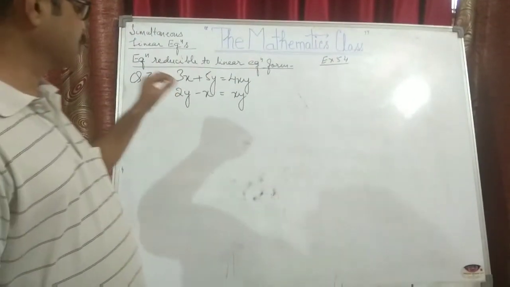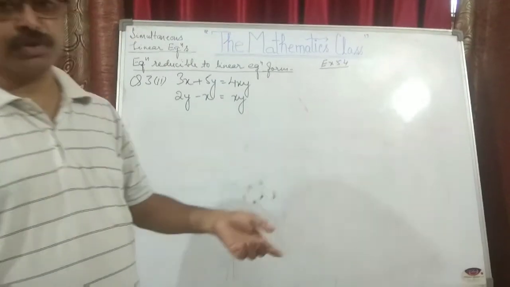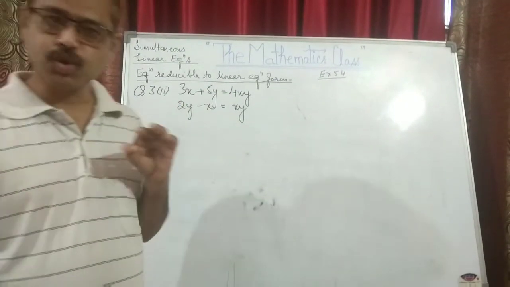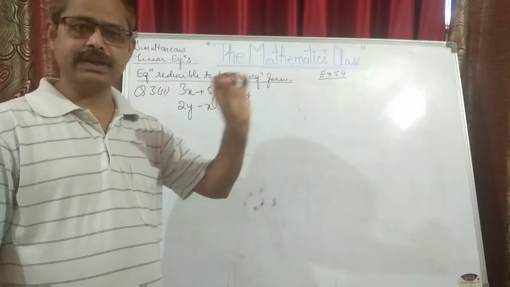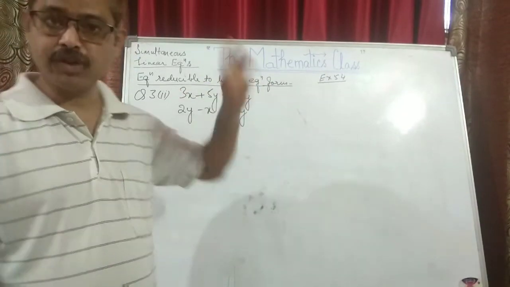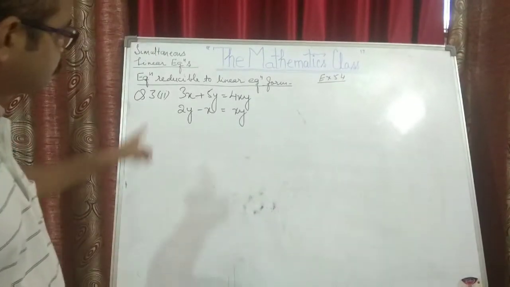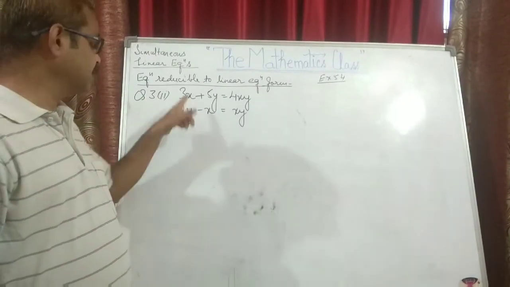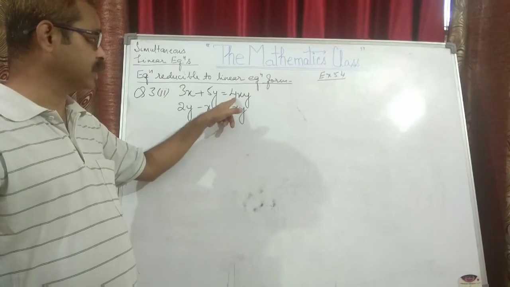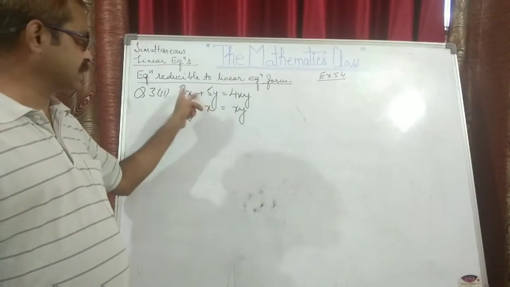Now there is one more type of question that you will get. I'm not going to solve it completely. I just convert it into the simultaneous linear equation form and leave it for you to solve. Now in this question, third question, second part, look, it is 3x plus 5y is equal to 4xy. Here also xy is there, x and y is there.